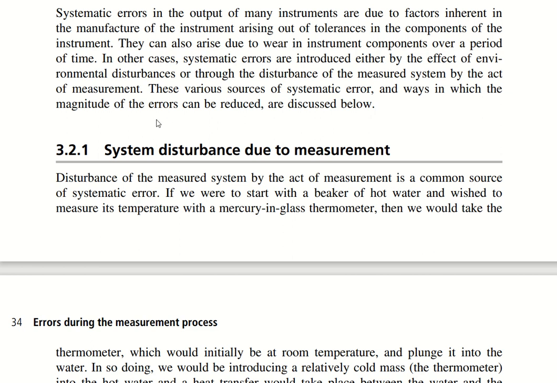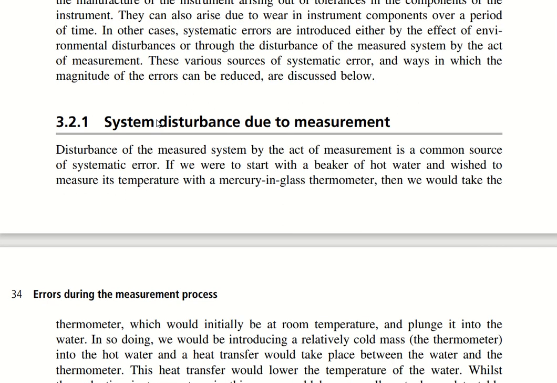So they can also arise due to wear in the instrument components over a period of time. And in some cases, systematic errors are introduced either by the effect of environmental disturbances or through the disturbance of the measured system by an act of the measurement, right? So these are the various sources of systematic errors and ways in which the magnitude of the errors can be reduced. Let's see these ways how we can reduce the systematic errors.